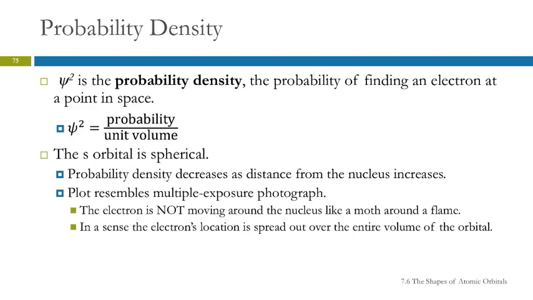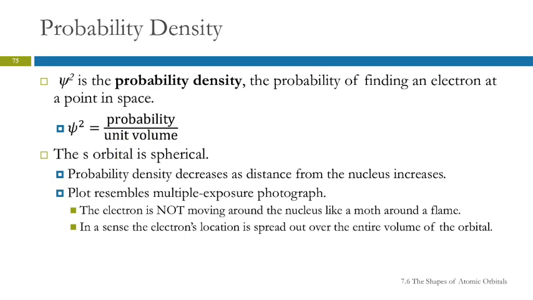So psi squared is the probability density. Psi is a wave function that describes an electron. We square that, we get the probability of finding an electron at a particular point in space. So if we take psi squared, that's equal to the probability per unit volume.